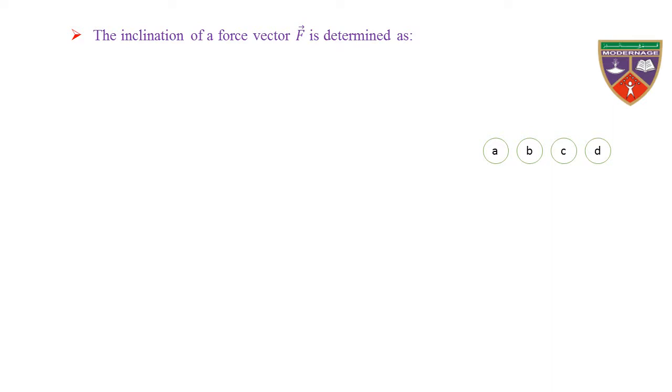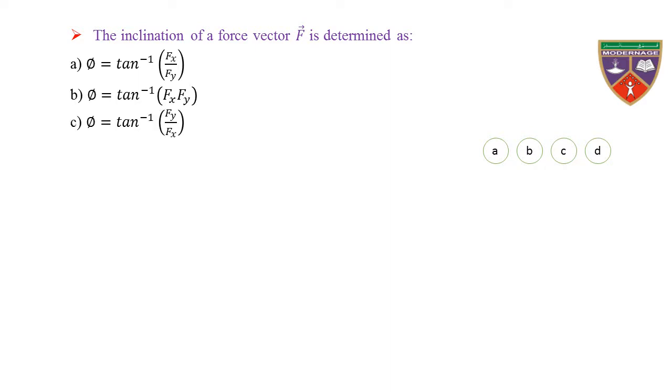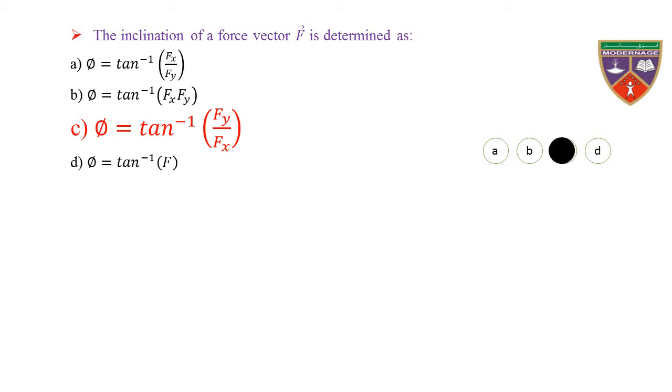The inclination of a force vector F is determined as: option A, phi is equal to tangent inverse Fx over Fy. Option B, phi is equal to tangent inverse Fx into Fy. Option C, tangent inverse Fy divided by Fx. Option D, phi is equal to tangent inverse F. The key is phi is equal to tangent inverse Fy over Fx. Therefore, the correct option is C.